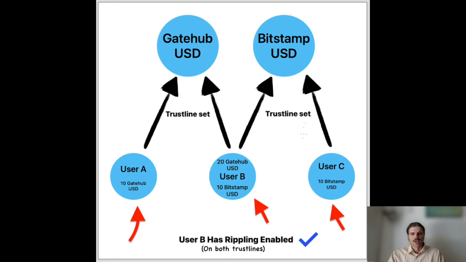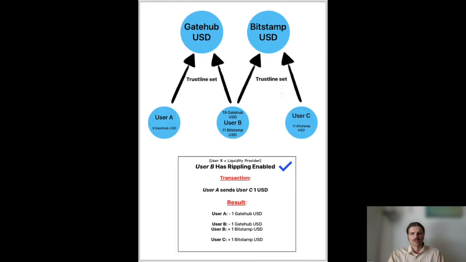So initially, user A has a balance of 10 GateHub USD, user B has a balance of 20 GateHub USD and 10 Bitstamp USD, and user C has a balance of 10 Bitstamp USD. When user A submits the transaction to send user C 1 USD, the result is the following. User A's balance decreases by 1 GateHub USD. User B's balance increases by 1 Bitstamp USD and decreases by 1 GateHub USD because it has rippling enabled on both trust lines. And user C's balance increases by 1 Bitstamp USD.